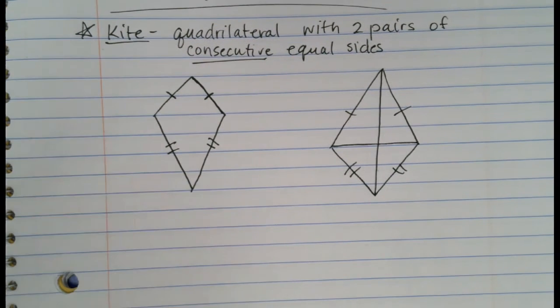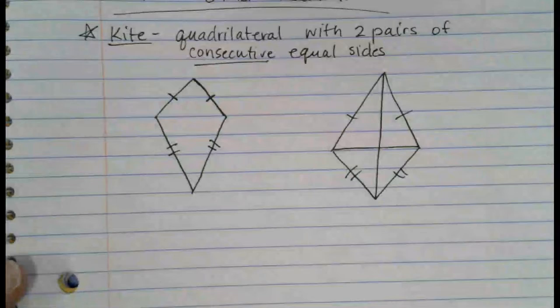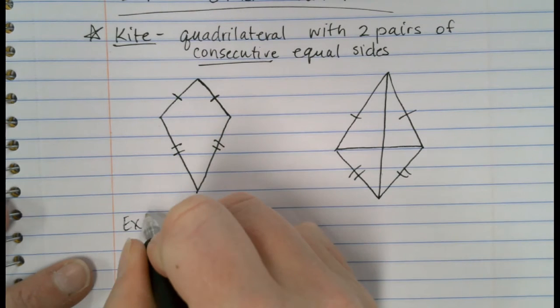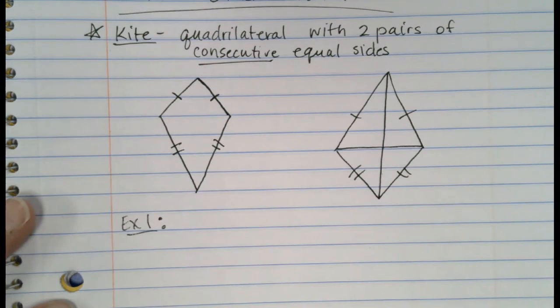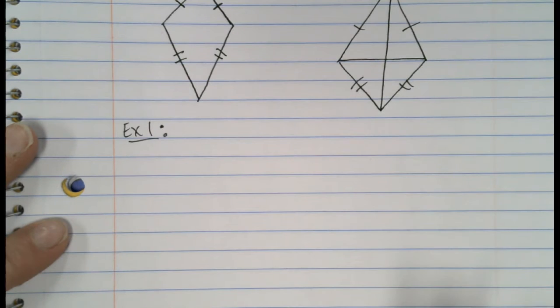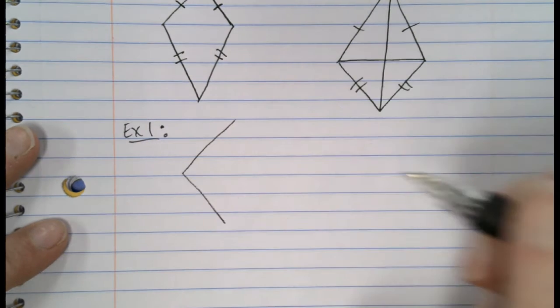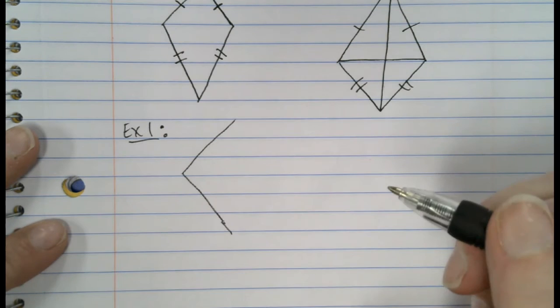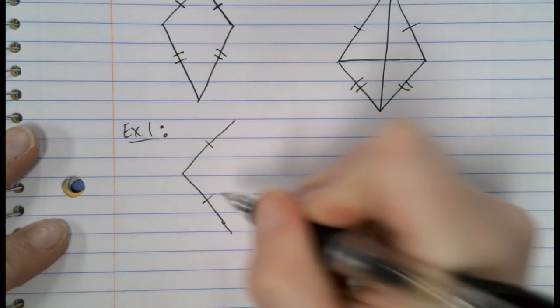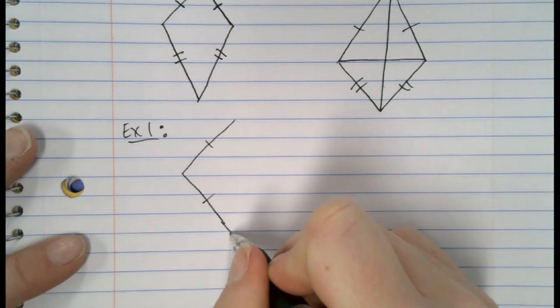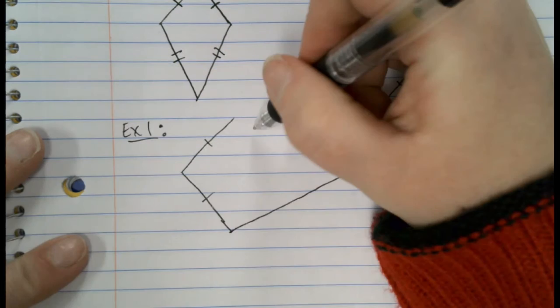Okay? Questions about kites? Let's do one example of what we might use a kite to do, and then we'll move on to our trapezoid. All right, I'm going to draw this one sideways. Ooh, I am drawing this one huge. That's okay.